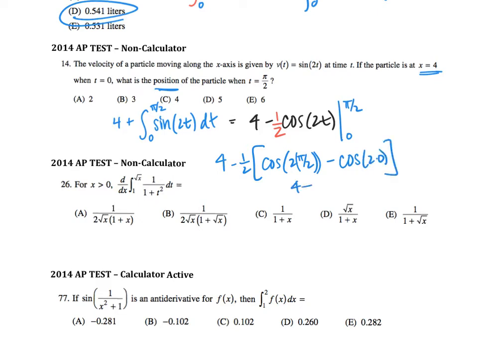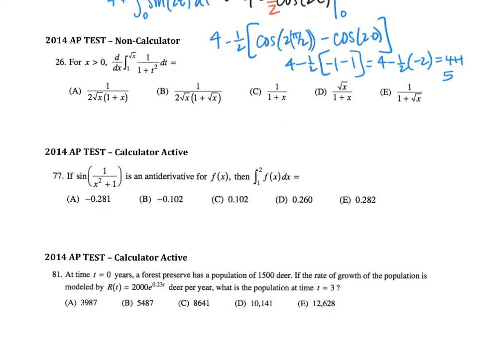That would get me 4 minus 1/2 times, the cosine at pi is -1. The cosine at 0 is 1. Again, I'd have 4 minus 1/2 times -1 minus 1, which is -2. And 4 minus, and then I'm going to multiply my -1/2 times my -2 to get me a +1. So 4 plus 1 is 5.